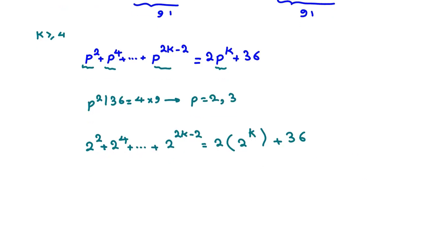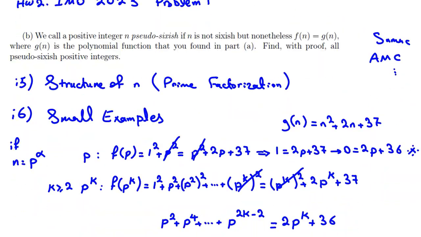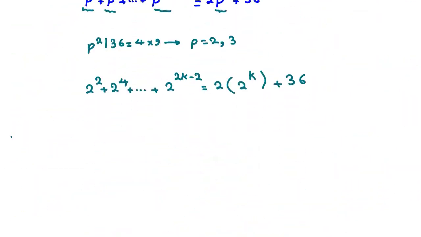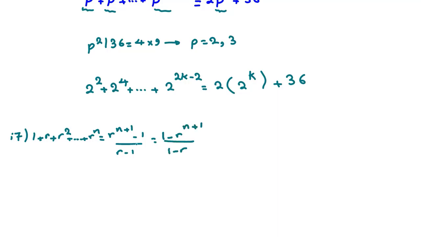So you should know an identity. We have some important identities. The identity we need here is 1 plus r plus r squared up to r to the n, which you can write as (r to the n plus 1 minus 1) over (r minus 1), or (1 minus r to the n plus 1) over (1 minus r). I want to use it here.